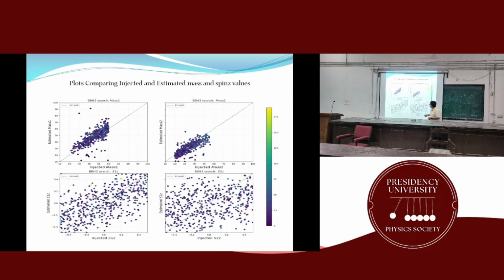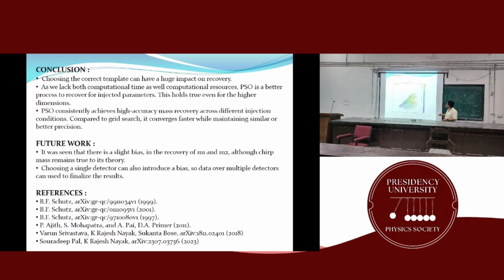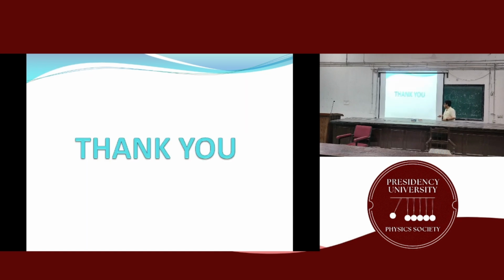As a part of future study, I want to study why we got a slight bias in the recovery of the mass parameter m1. As you can see, it is not a normal distribution as it should be. Although the chirp mass is constrained, we got this bias maybe because we have chosen only a single detector instead of a multiple detector system. These are my references. Thank you.